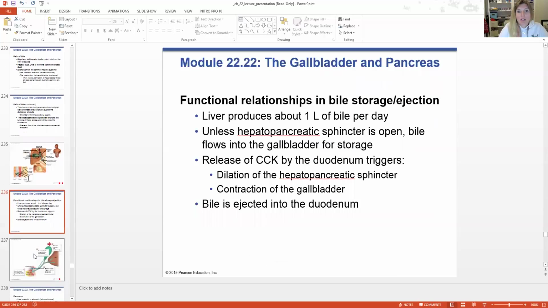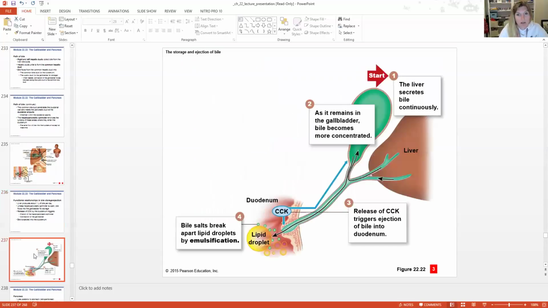So there is a functional relationship between bile storage and bile ejection. The liver is producing about 1 liter of bile per day. Think about that, that's a lot, right? Unless that hepatopancreatic sphincter is open, the bile is just going to go right into the gallbladder for storage. This is all, again, controlled by CCK. CCK is going to trigger that dilation of the hepatopancreatic sphincter, allowing for the gallbladder to contract and bile to be ejected into the duodenum.